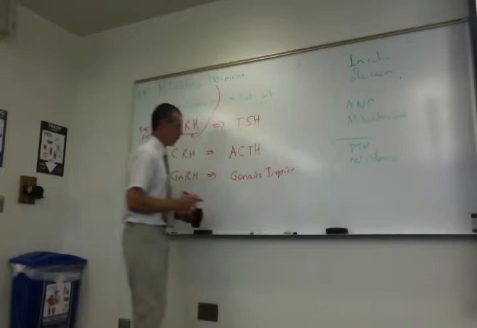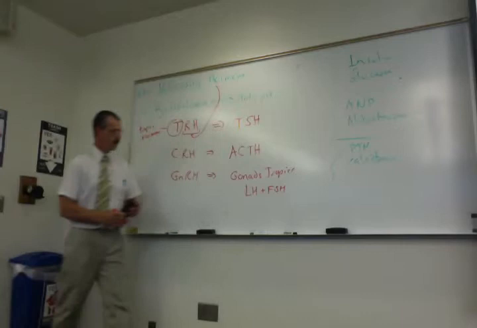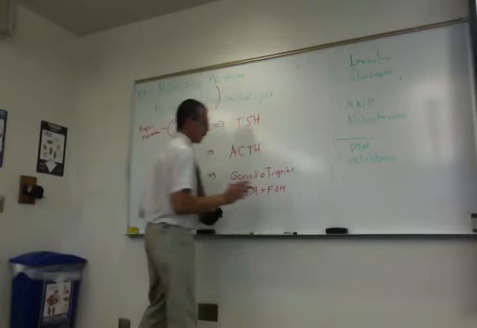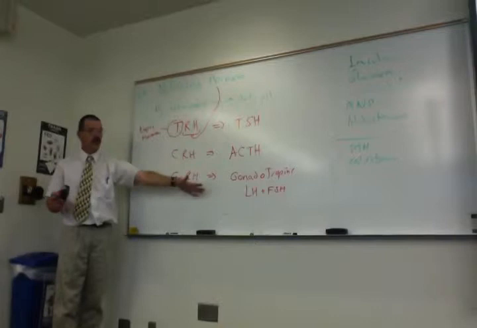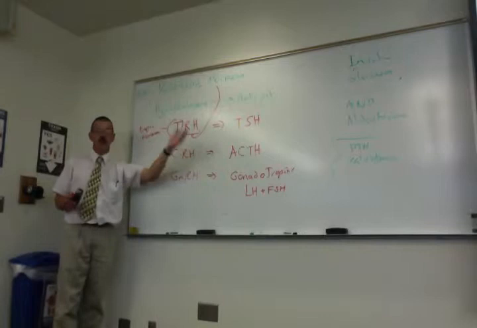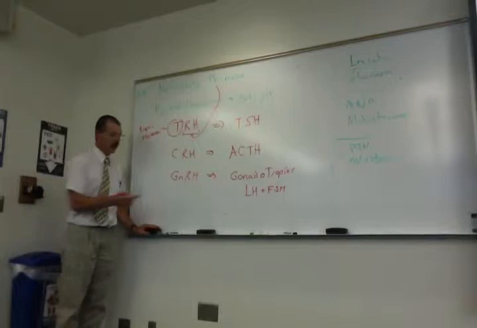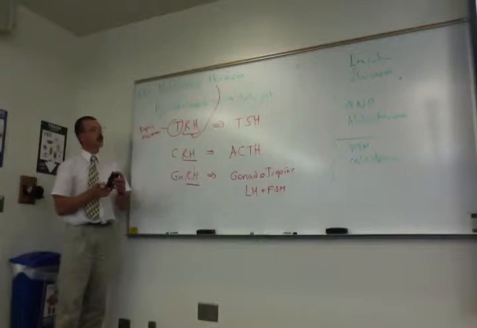Isn't that LH and FSH? Yep. LH. So what's the second word, gonads, what? Gonadotropins, or gonadotropics. So GN is gonadotropin because your gonadotropics are LH and FSH. So GnRH tells my gonad hormones to come out of my pituitary, which are LH and FSH. So the RHs are from my hypothalamus, and then the tropics are from my pituitary.